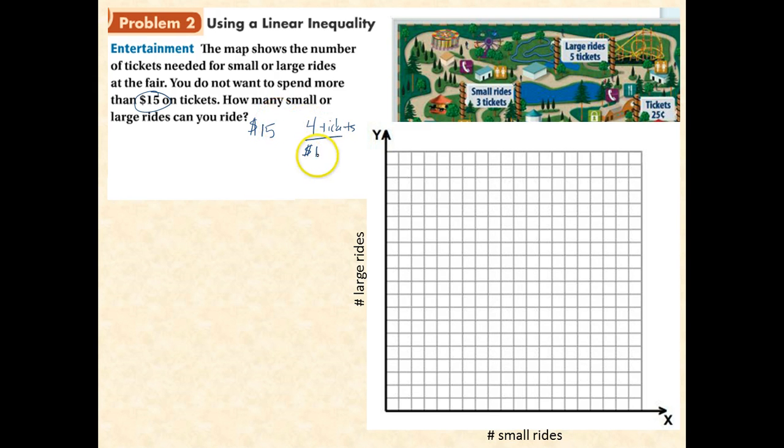So if you can get 4 tickets for $1 and you have $15, then you can do 15 times 4 and get 60 tickets. You can buy 60 tickets with 15 bucks. So let's try to relate to this situation. I can get at most 60 tickets. I'm going to spend 3 tickets on each small ride I go on and 5 tickets on each large ride I go on. And if I add those numbers together, that has to be less than or equal to 60. So let's define.